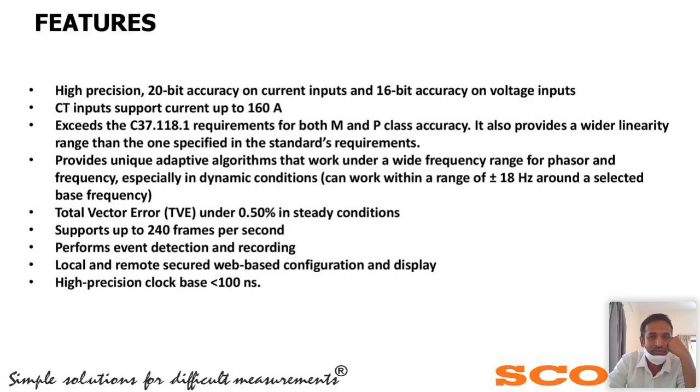So when it comes to these things, this is very important. Point number 5: total vector error, TVE, is under 0.5% in steady state current. So it's very important to get the highest accurate TVE, and it supports up to 240 frames per second. This is what I have explained. And the high precision clock is less than 100 nanoseconds. This is the clock's accuracy.